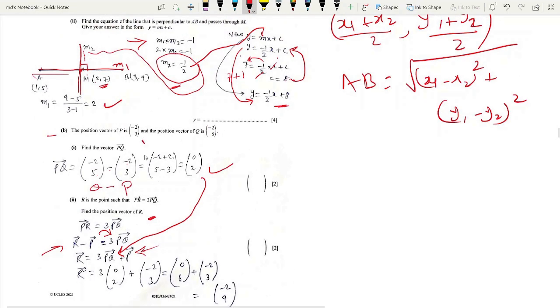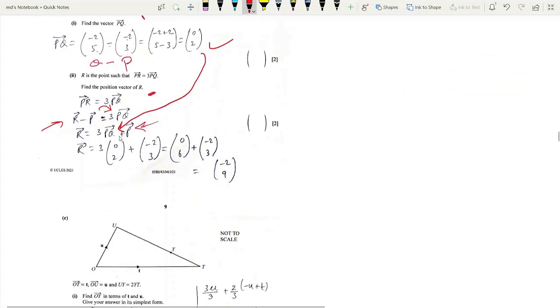Okay, now come down. So P is (minus 2, 3). So 3 times 0, that is 0. 3 times 2, that is 6. And minus 2 and 3. So now we have to add: 0 plus minus 2, that is minus 2. 6 plus 3, that is 9. Simple. So (minus 2, 9). Here it was (0, 2), so here we can write (0, 2) also.